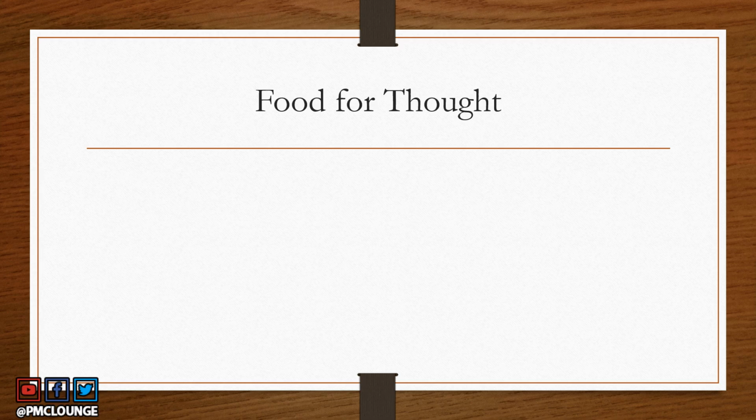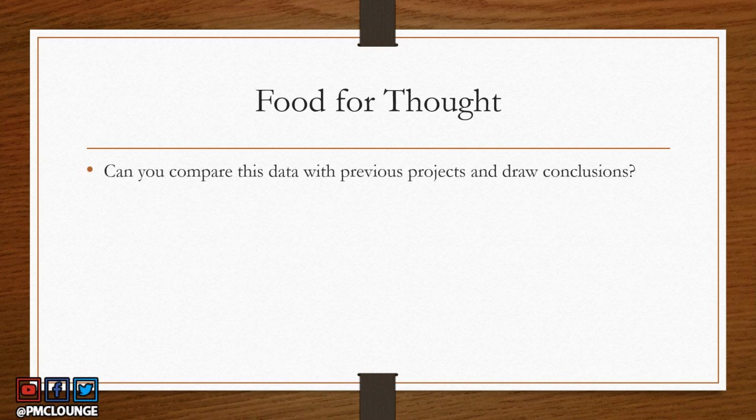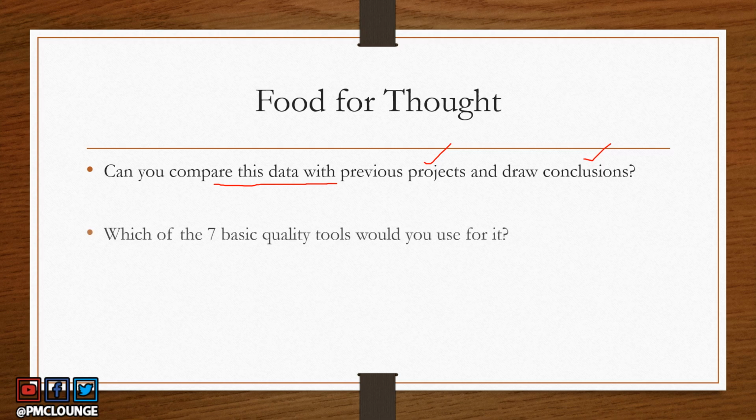Some food for thought here, since we are talking about quality management. How about you compare this data? You compare this output, quality control measurements, with previous projects. Can you draw conclusions? Can you draw patterns based on comparing this data? Can you do that? Yes or no? Now, if you were to do that, which of the 7 basic quality tools would you use?